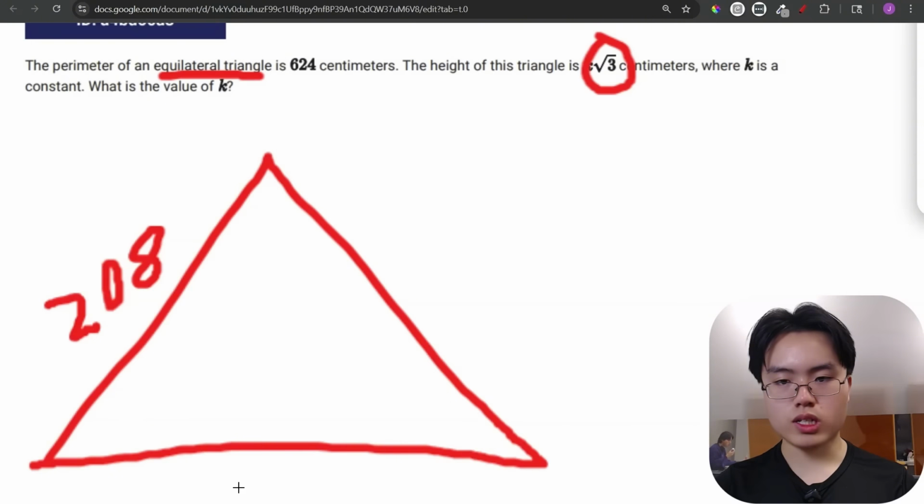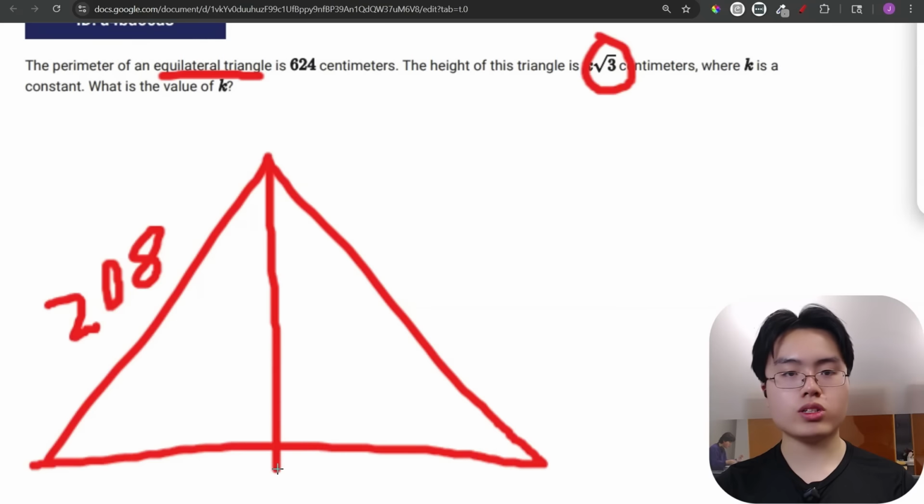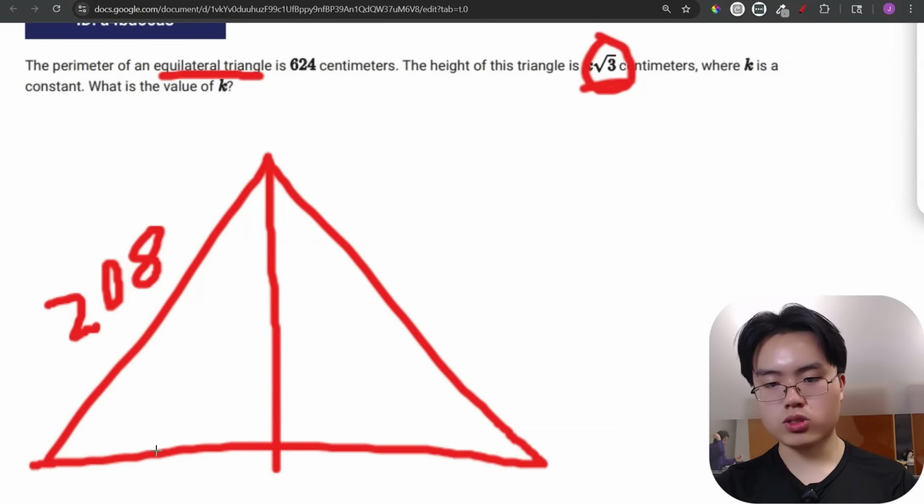All these are 208. We should split it in half to get the 30, 60, 90 triangle, because we already know this is 3, so we should probably use the 30, 60, 90 triangle somewhere. Okay. Oh well, that's like sticking out.